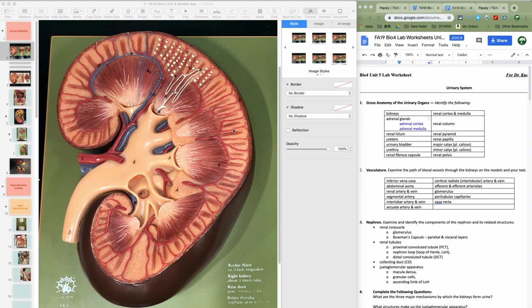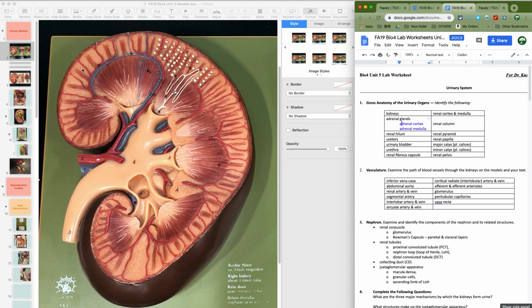We're looking at the kidney right here. This is the ureter. This is the renal pelvis. And this will be a major calyx. Okay, plural will be calyces. And where the renal papilla drains directly into, that region will be the minor calyx. Plural will be minor calyces. Okay, right here.